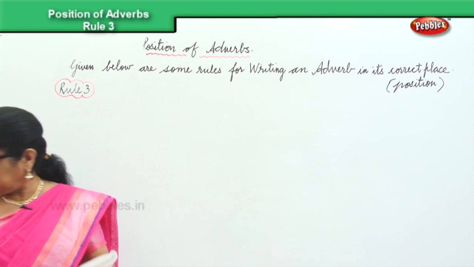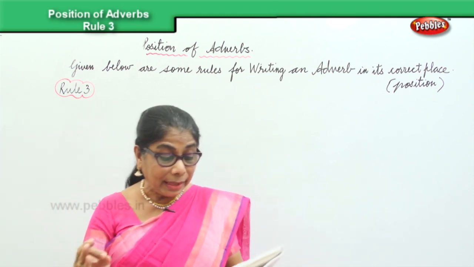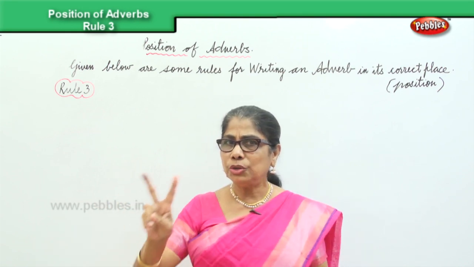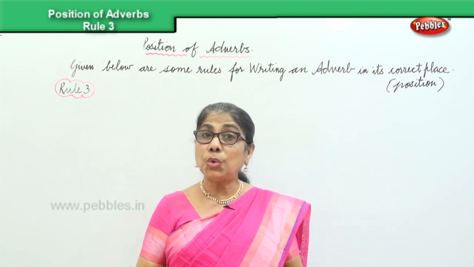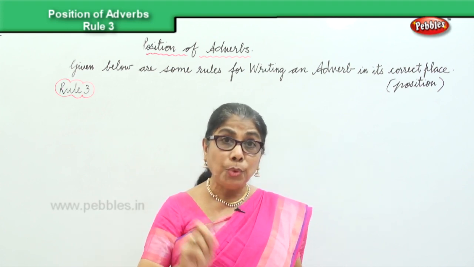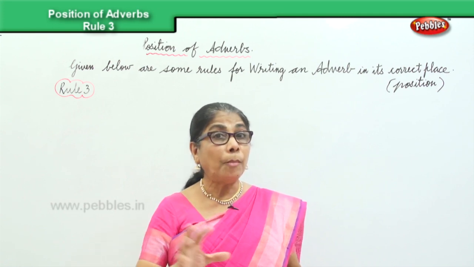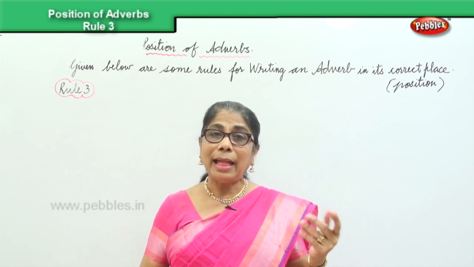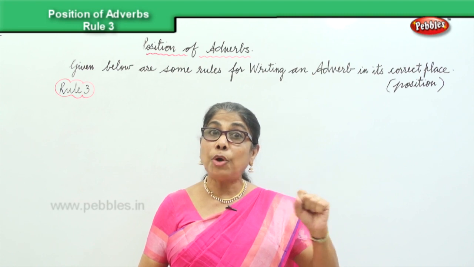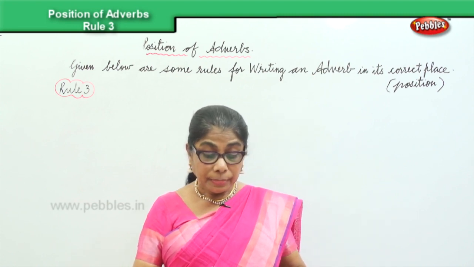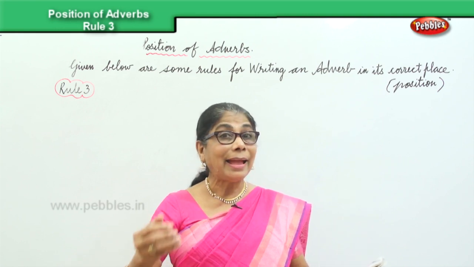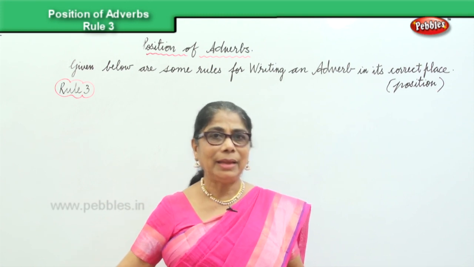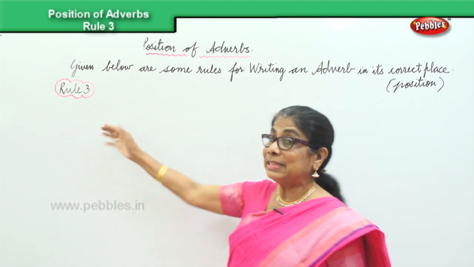Rule number 3 says, when there is more than one adverb, sometimes in a sentence 2 adverbs will come. When there is more than one adverb modifying a verb, the usual order is adverb of manner, adverb of place, adverb of time.